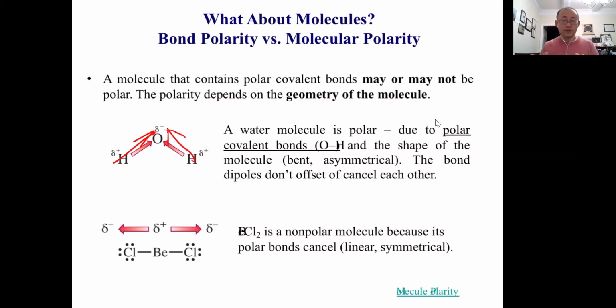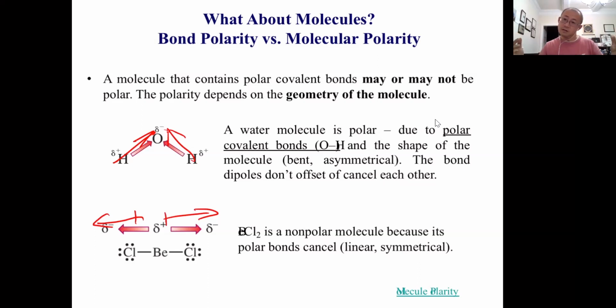So you can see that the water molecule has polar bonds, but the geometry is bent, so the molecule itself is also polar. On the other hand, beryllium chloride has two bonds as well. Each Be-Cl bond is polar. Chlorine is more electronegative, so there is a dipole pointing to chlorine, and another dipole pointing to chlorine. However, the geometry of beryllium chloride is linear because of two groups.